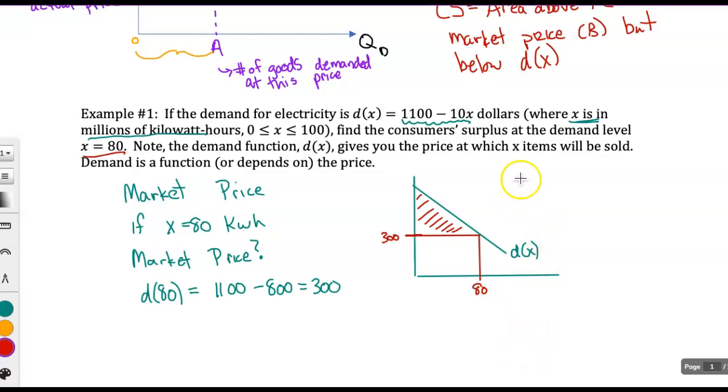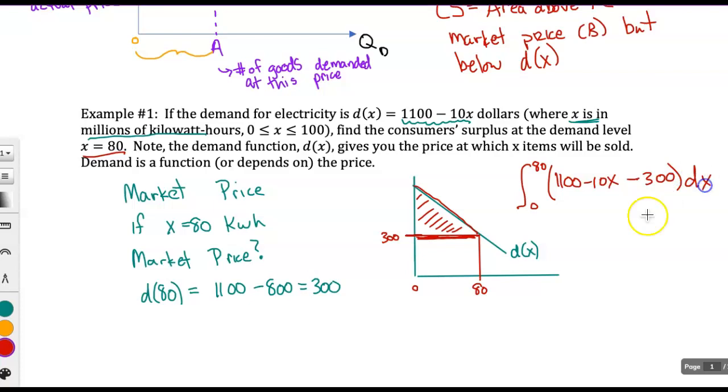So now if we integrate, it would be the integral from 0 to 80. The upper curve is 1100 minus 10x. And the lower curve of this area, so upper, lower, the lower is the 300.